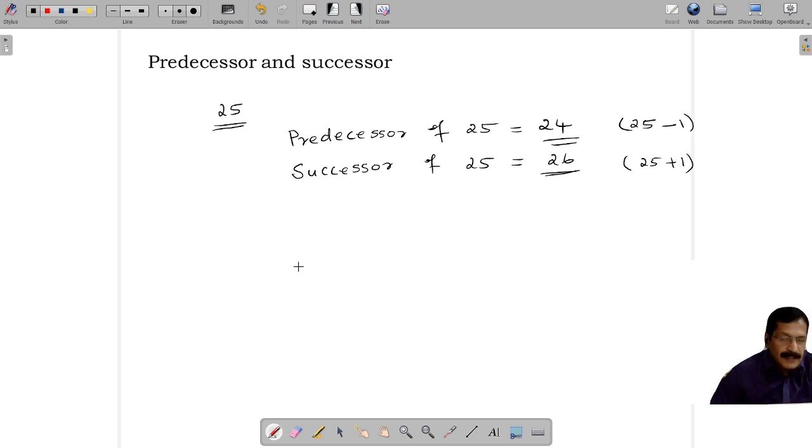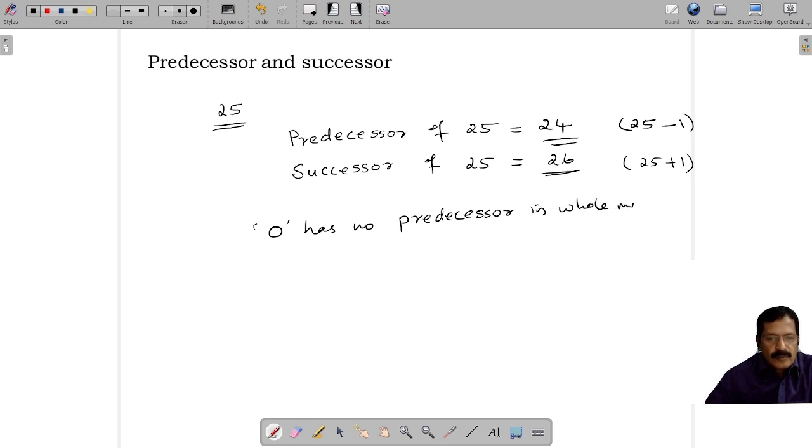But, dear children, the whole number 0 has no predecessor in whole numbers. But if we are discussing integers, 0 has a predecessor, which is negative 1. In the case of integers, the predecessor of 0 is negative 1. But when we are discussing whole numbers, there is no predecessor.